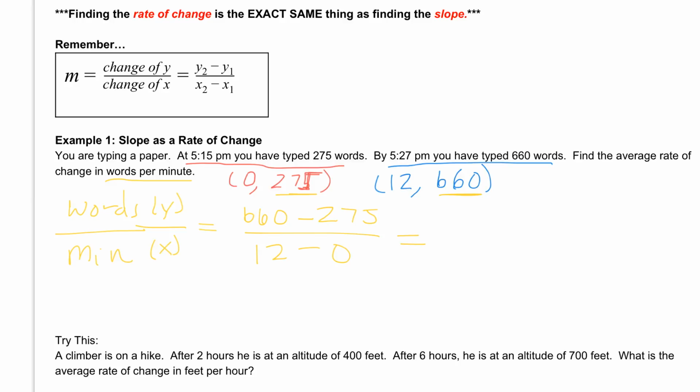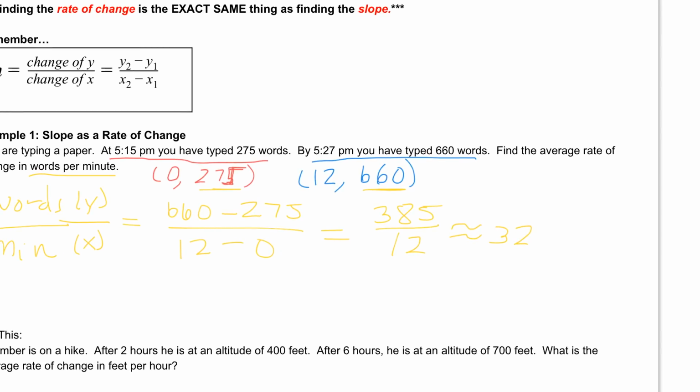660 minus 275 would give me 385. And then 12 minus 0 would give me 12. Then I want to divide that out. This actually comes out to be a decimal, so I'm going to approximate. These little squiggly signs here means that I'm approximating it. This rounds to about 32 words per minute.